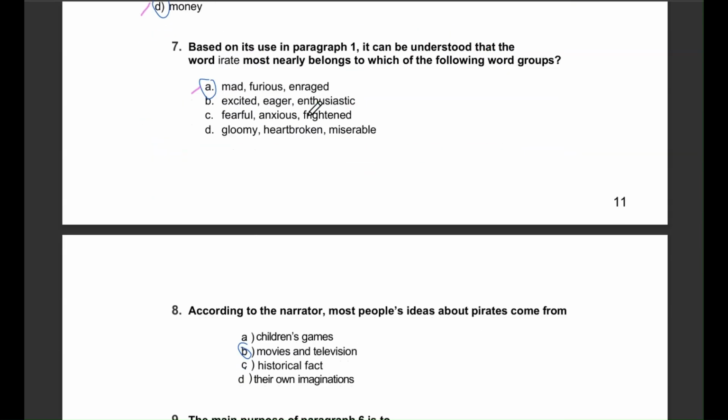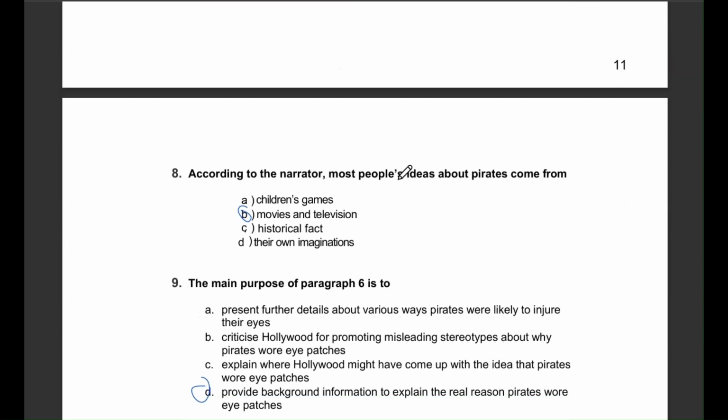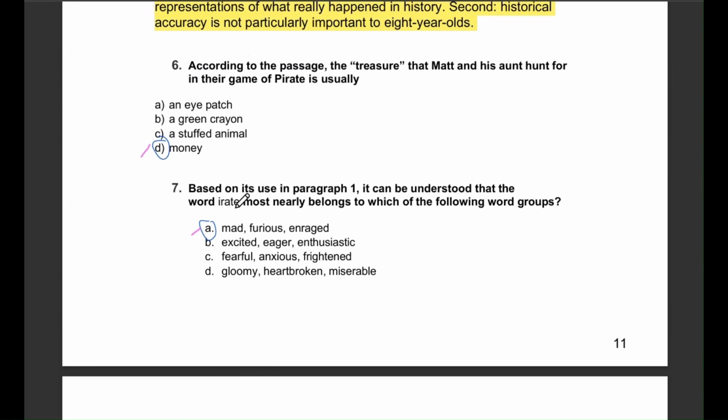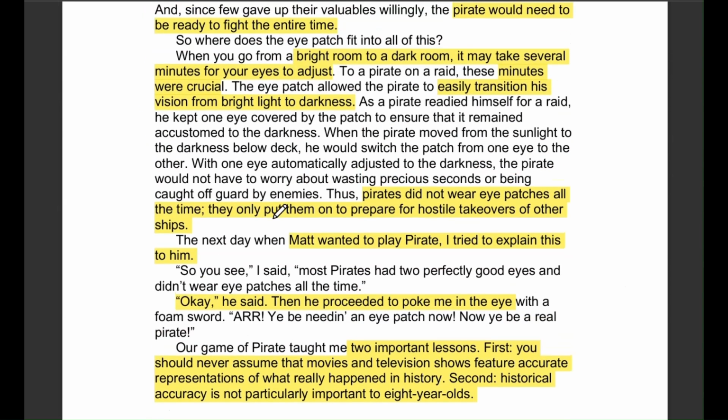Question 8 is, according to the narrator, most people's ideas about pirates come from, the multiple choice answers are A. Children's games, B. Movies and television, C. Historical fact, or D. Their own imaginations. The correct answer is B. Movies and television. The text explains that we mainly know pirates from Hollywood, which is where those typical pirate images we have all seen come from.